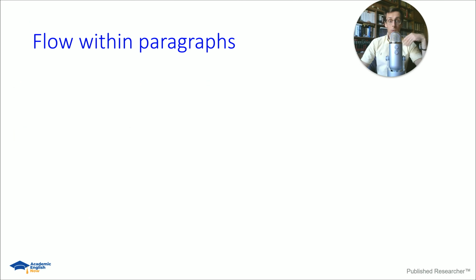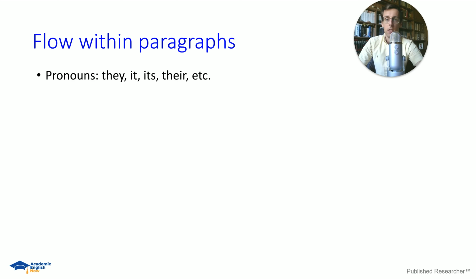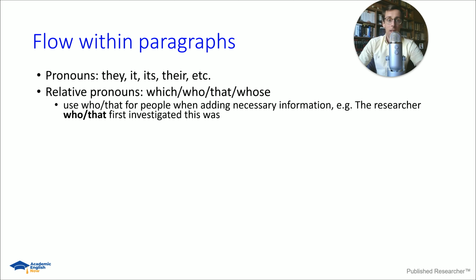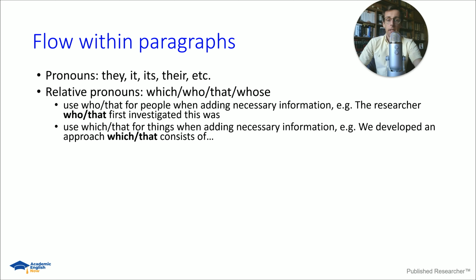So we talked about linking. That's one way of building flow within paragraphs, but there are other ways of doing it. For example, you can use pronouns like they, it, and so on. You can use relative pronouns like which, who, that, whose, and so on. And there's different ways of doing it. For example, when you add necessary information about people, you can use who or that without a comma. If you're adding necessary information about things, you can use which or that. And again, you don't use a comma in here.